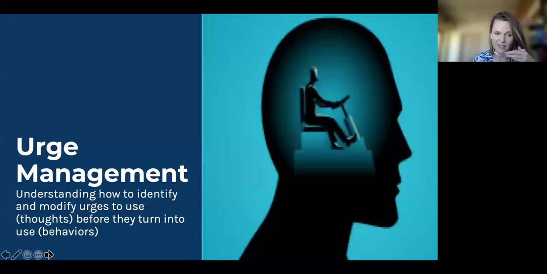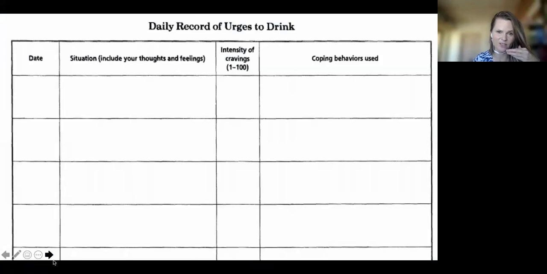So we'll look now quickly at urge management. How do we identify and modify urges before they turn into use? This is the most basic version of a record of urges. It's just date, the situation, which includes thoughts and feelings, the intensity of cravings, and the coping behaviors. When you start out, that last column is going to be really sparse. That's a great indication of where you can fill in some skills for this patient.